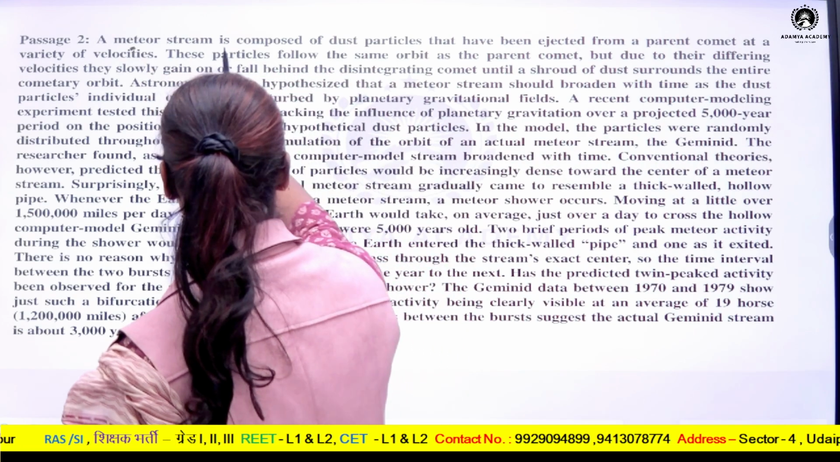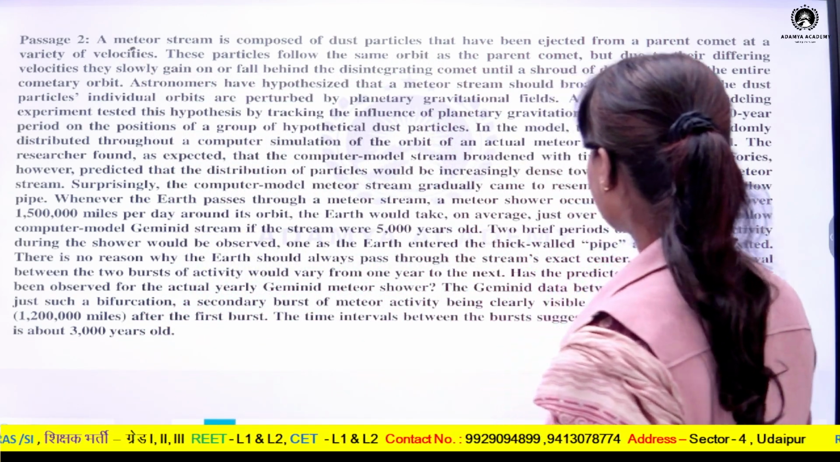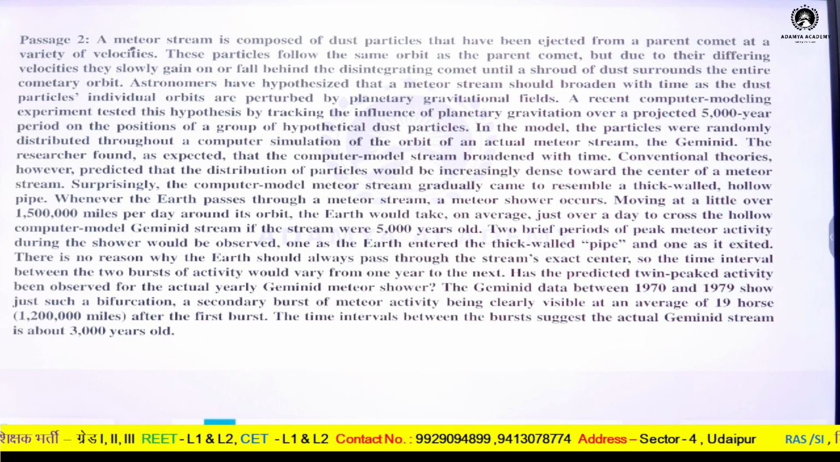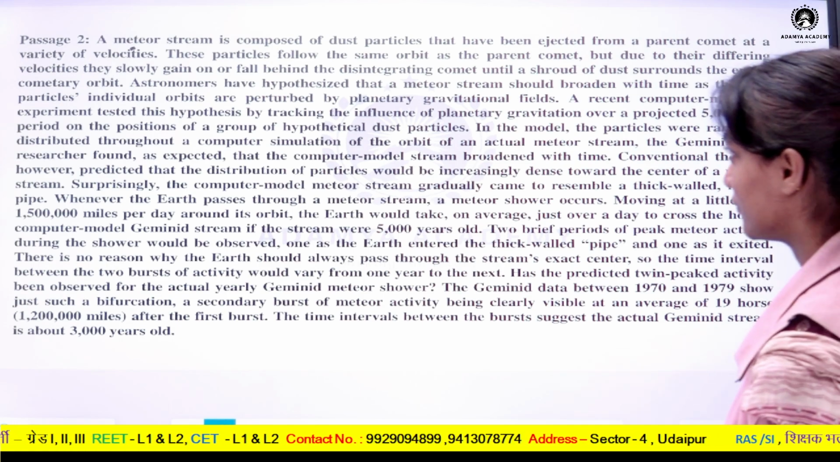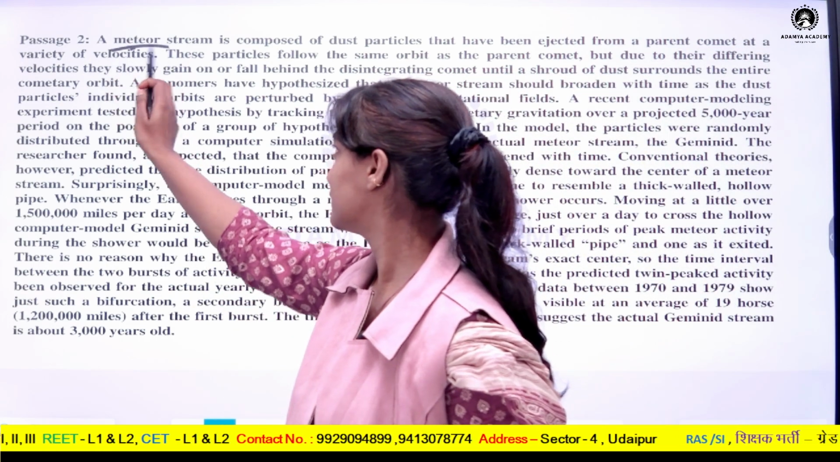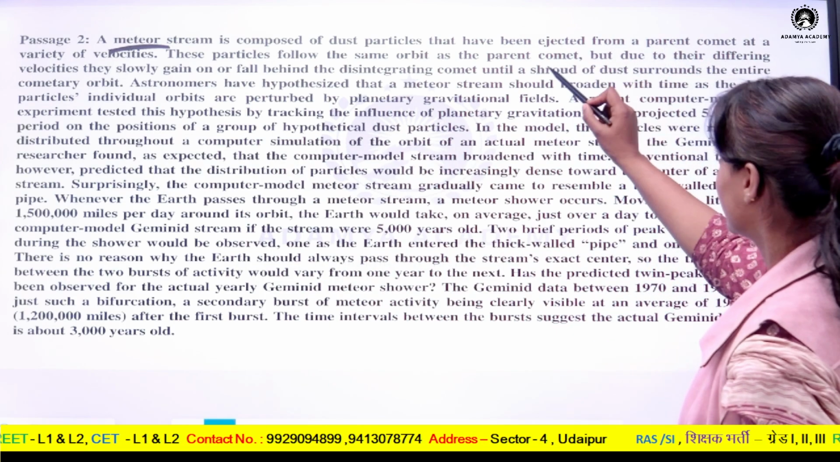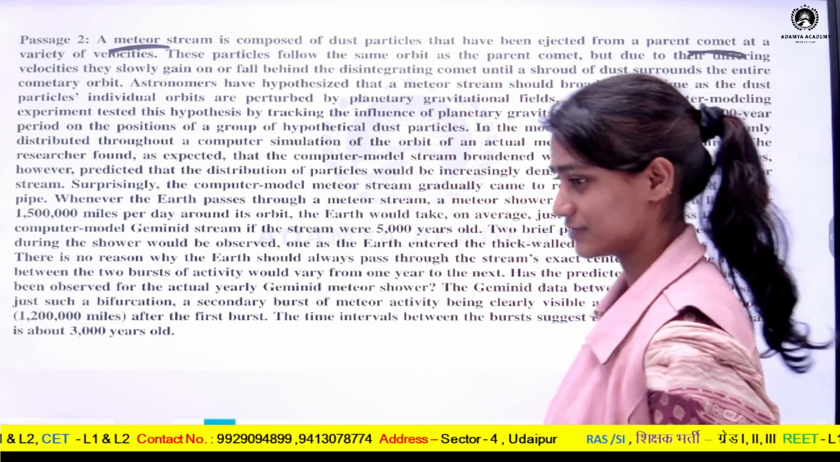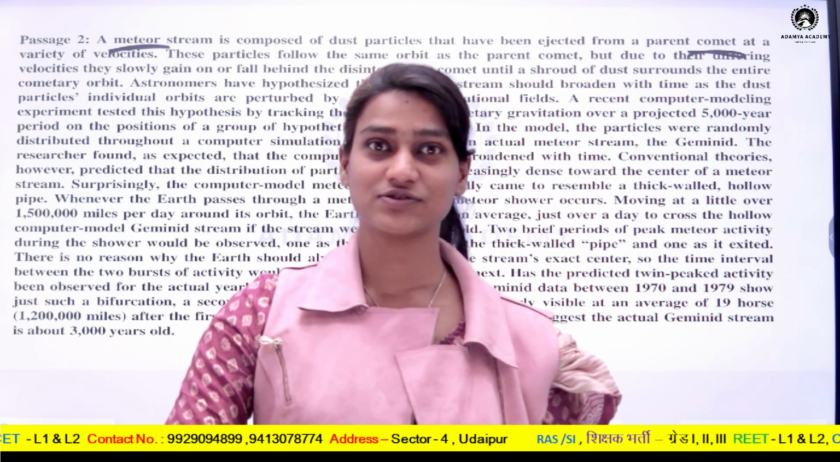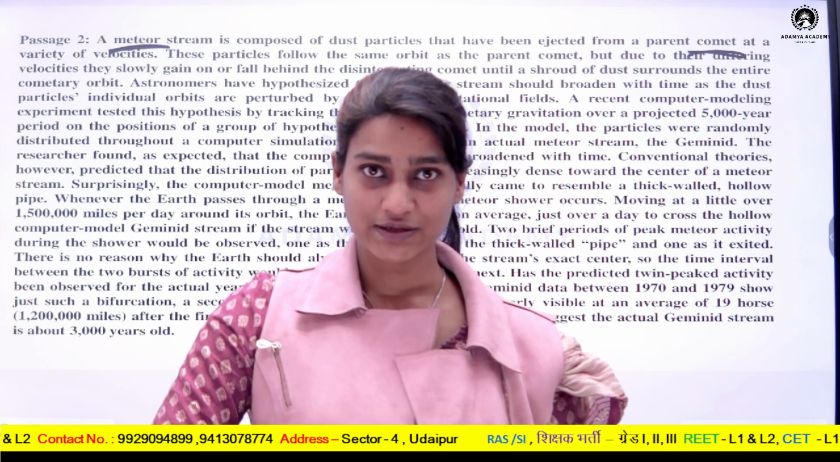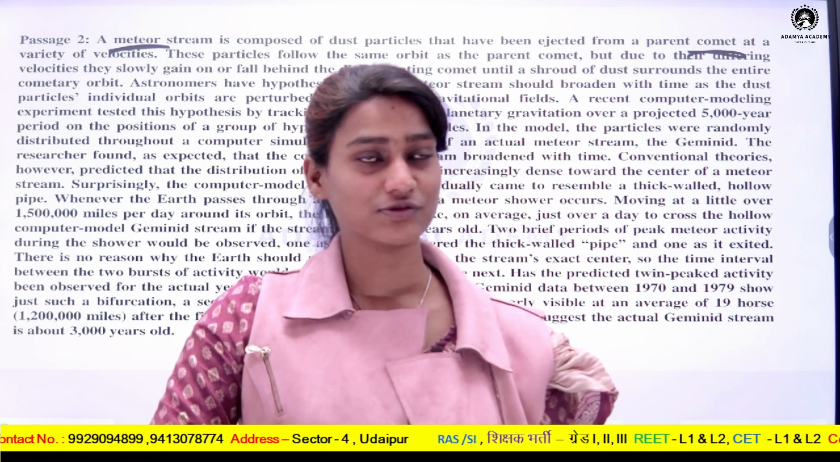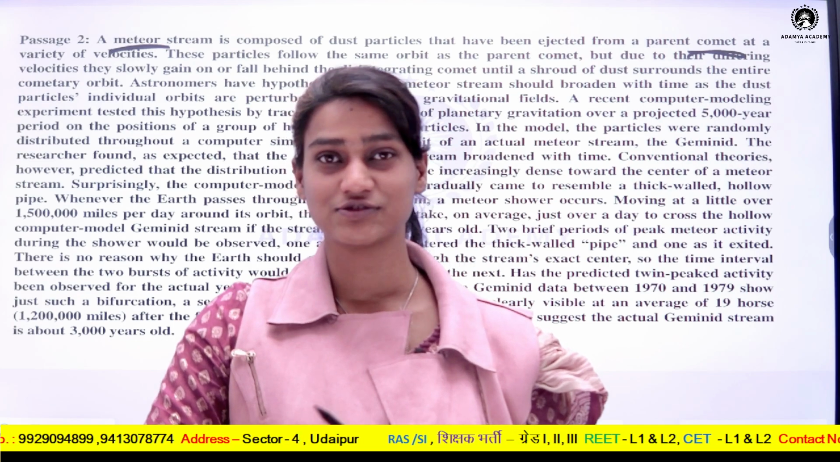A meteor stream is composed of dust particles that have been ejected from a parent comet at a variety of velocities. Here we can see two different words, meteor as well as comet. So what is the difference between meteor and comet? You might have heard about a shooting star. What is actually a shooting star?